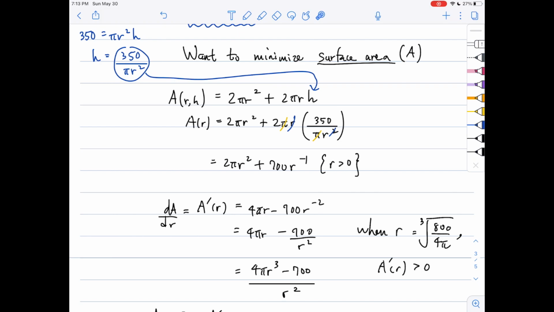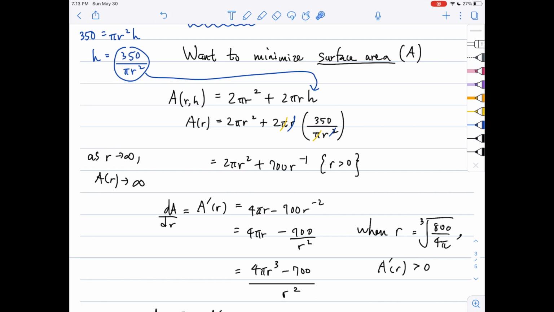As the radius goes to infinity, the area function is going to infinity as well. Because as the radius goes to infinity, this part's going to go to 0, but this part is going to go off to infinity. Because as r goes to infinity, r squared goes to infinity.